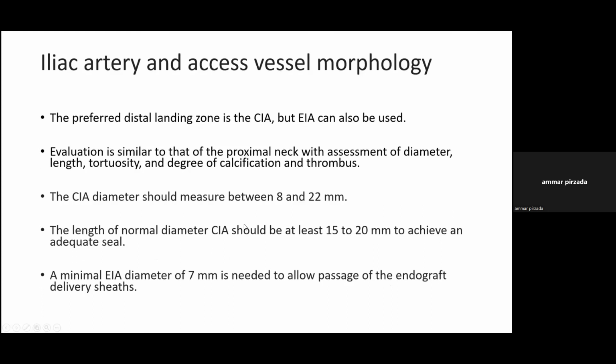So the distal landing zone. The preferred distal landing zone is a common iliac artery, but external iliac artery can also be used for this purpose. Evaluation of this is similar to that of the proximal neck in terms of assessment with diameter, length, tortuosity, and degree of calcification and thrombus. The common iliac diameter should measure between 8 and 22 millimeters.